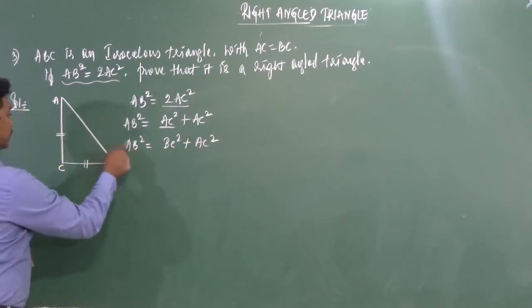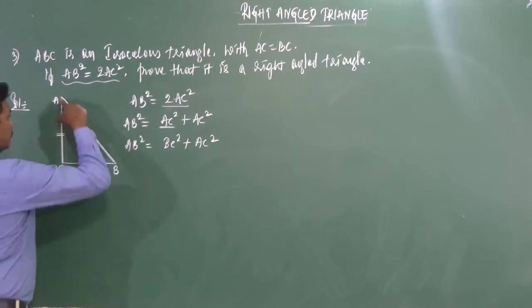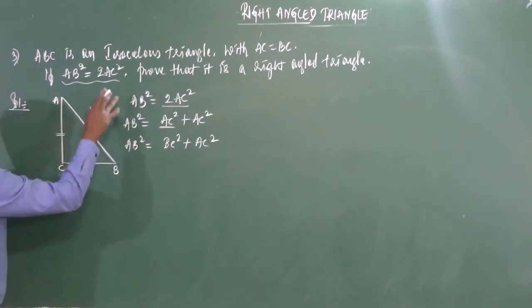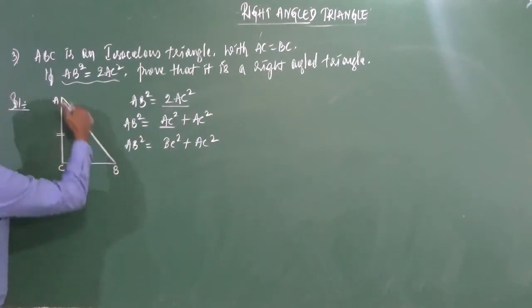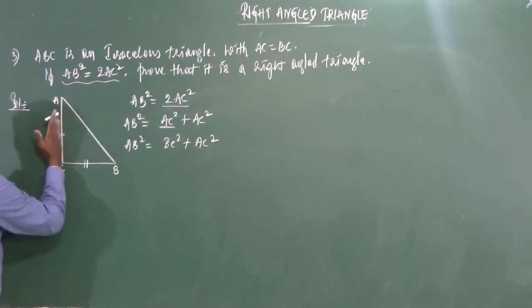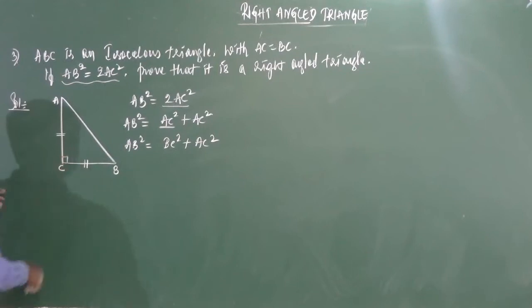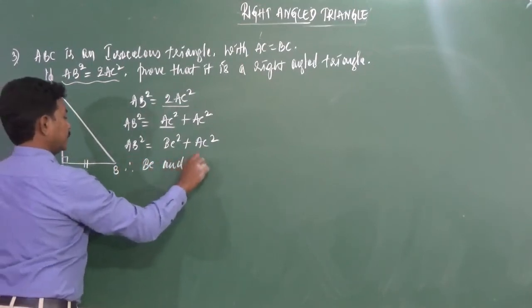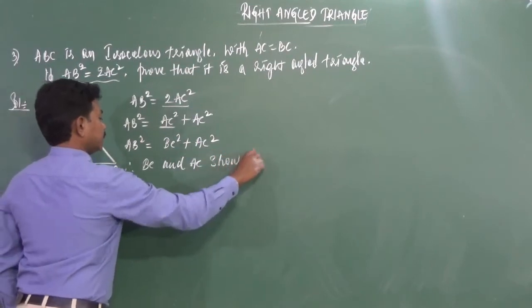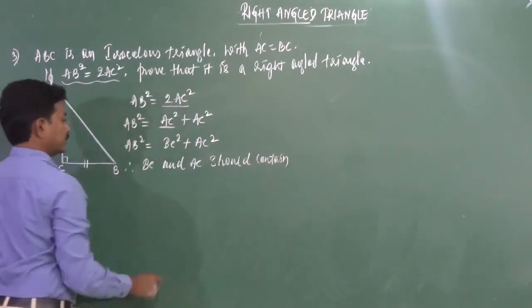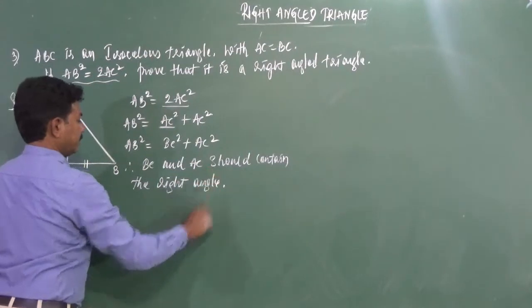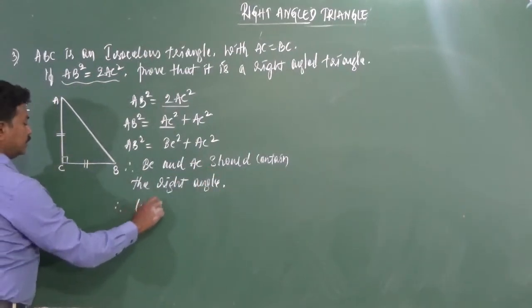So if you apply this to this triangle, the square on the longest side of the triangle, that is AB square, is equal to BC square plus AC square. That is, the square on one side of a triangle is equal to the sum of the squares on the other two sides. Then those two sides contain the right angle. That is the converse of Pythagoras theorem. So therefore BC and AC should contain the right angle. So therefore angle C is equal to 90 degrees.